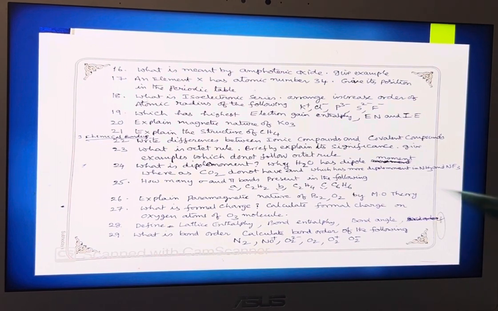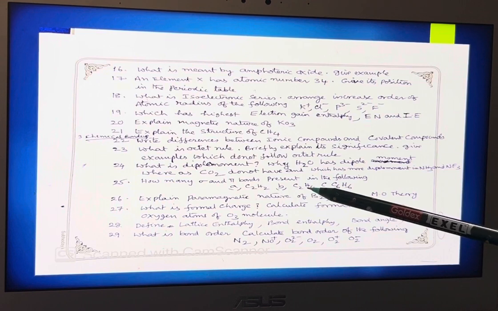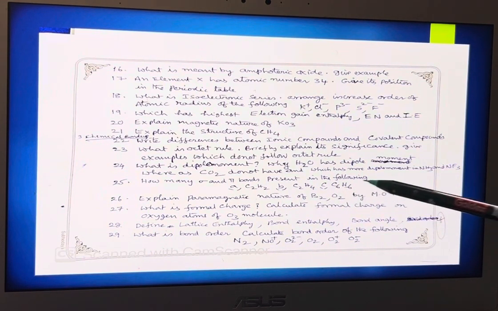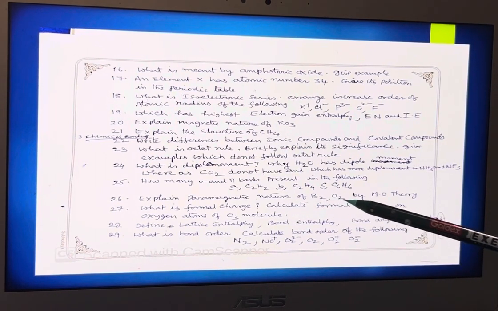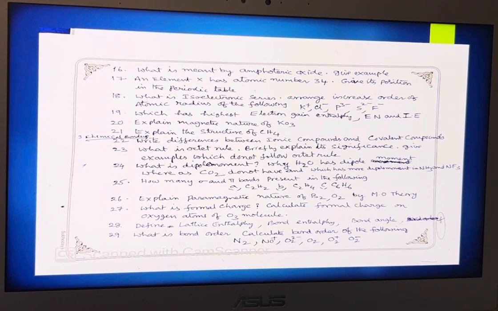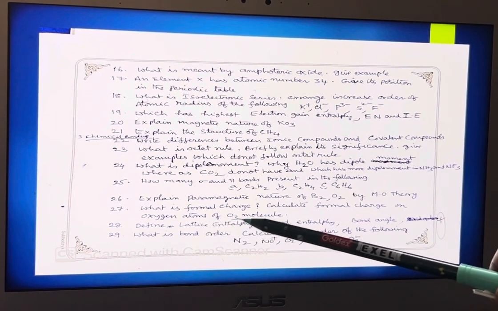How many sigma and pi bonds are present in the following? C2H2 acetylene, C2H4 ethylene, C6H6 benzene. You have to write sigma bonds and pi bonds. Explain the paramagnetic nature of B2 and O2 by MO theory, molecular orbital theory. B2 and O2 paramagnetic nature you have to explain. What is formal charge? Calculate formal charge on oxygen atoms in ozone molecule.